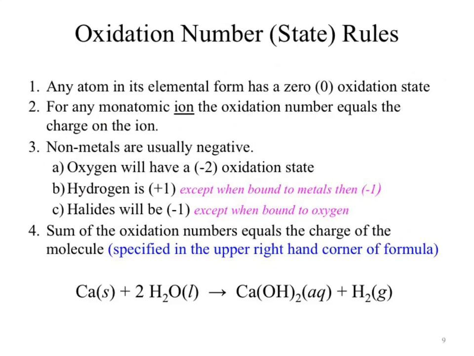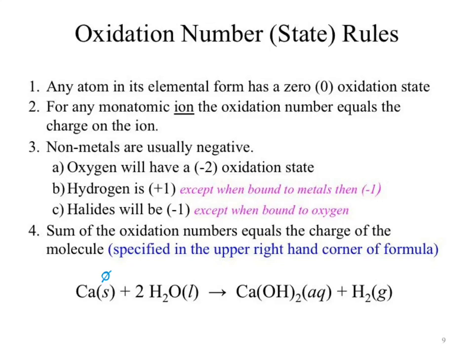The sum, and this is where some math is going to show up, the sum of the oxidation numbers equals the charge of the molecule, which we will see, or the charge of our unit, specified in the upper right-hand corner. So when we go through and take a look at calcium solid, what is its charge? How do you know it's 0?